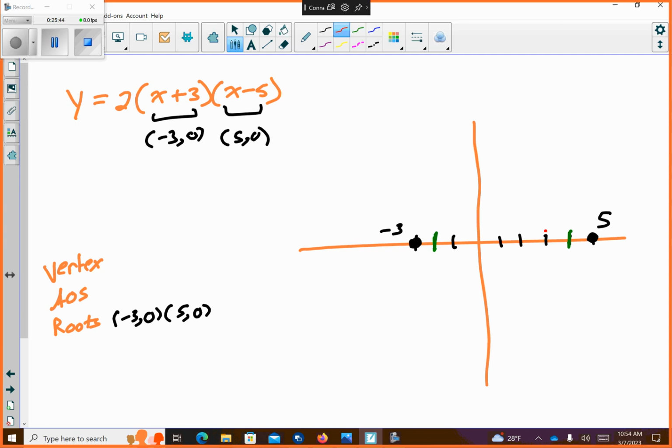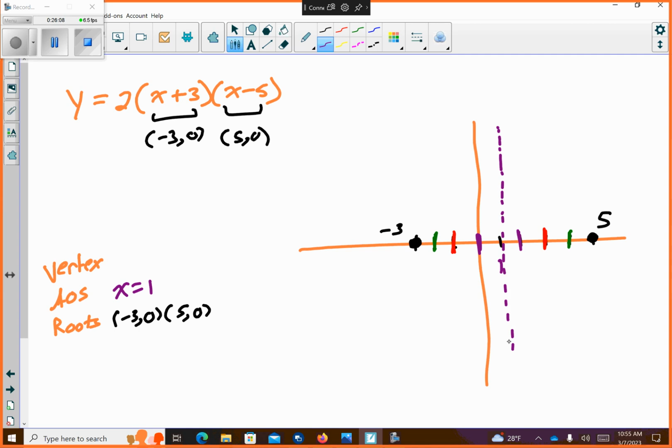I'm going to count in another one. I'm going to count in another one. I'm going to count in one more. I'm going to count in one more. What do I have left? 1. So my axis of symmetry is x equals 1. Okay? That's right in the middle.